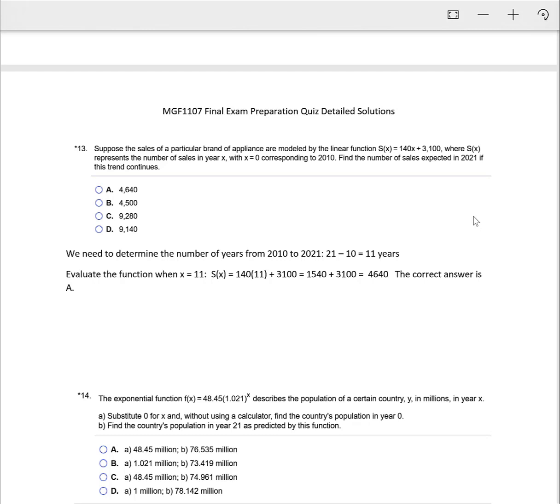So we need to determine the number of years from 2010 to 2021, and that's actually 11 years. And then we're going to evaluate the function when x equals 11. And when I do that, I come out with $4,640. So the correct answer here is A.